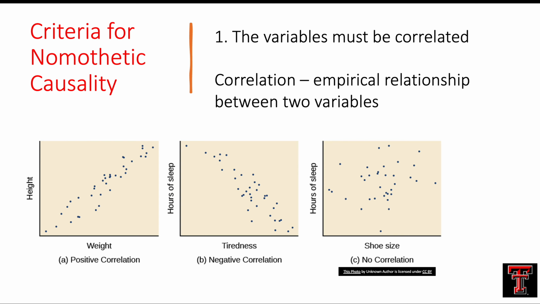But if we would say, let's look at the correlation between hours of sleep and shoe size. Well, there's no relationship there, right? Your shoe size will not determine the amount of sleep you get, or the amount of sleep you get will not determine your shoe size. So we'd say there's no correlation there. There would not be a causal relationship between those two variables.